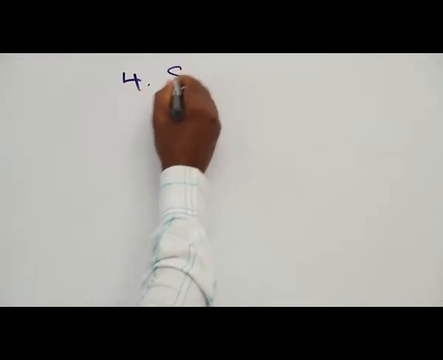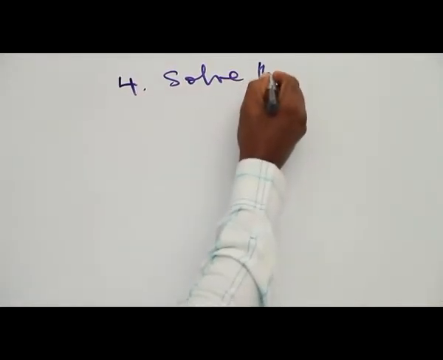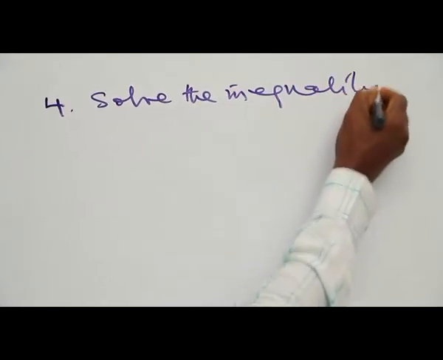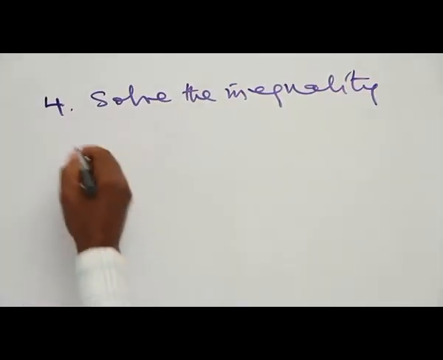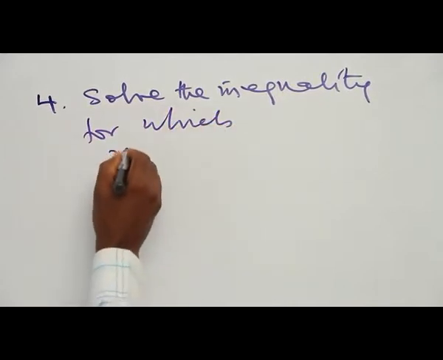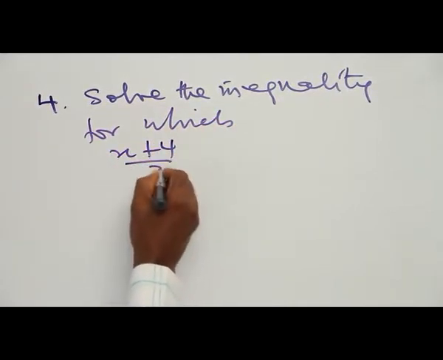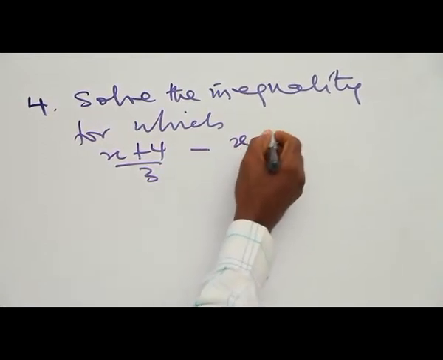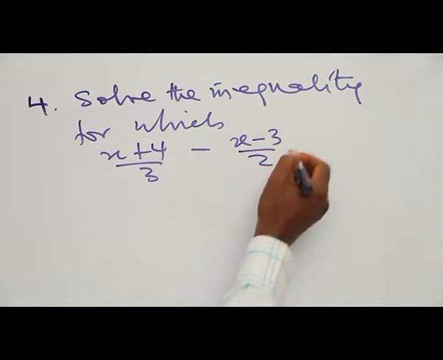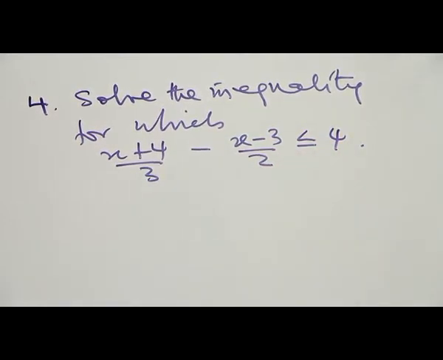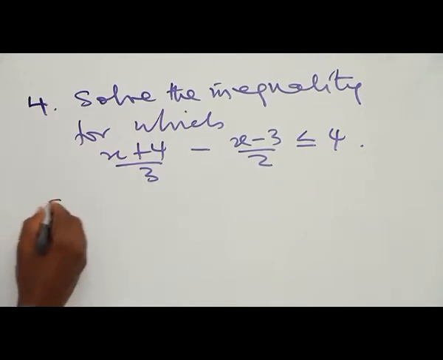Example 4, solve the inequality for which (s plus 4) all over 3 minus (s minus 3) all over 2 is less than or equal to 4. Solution.